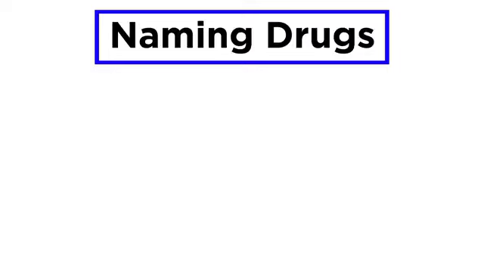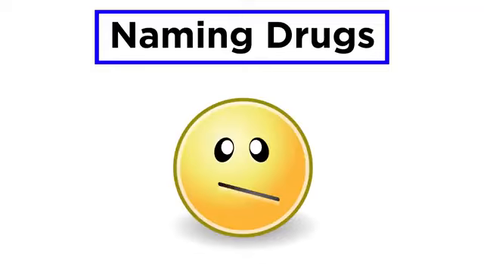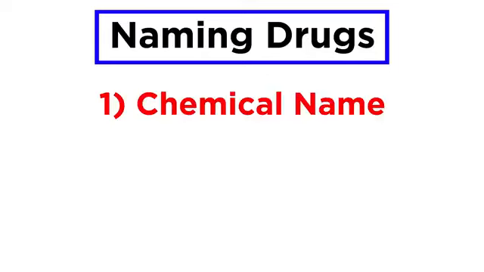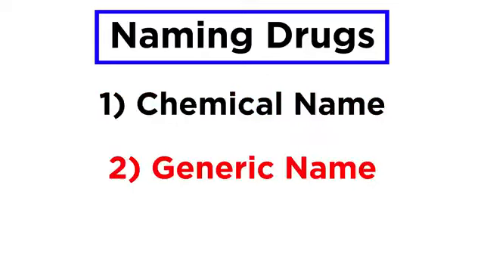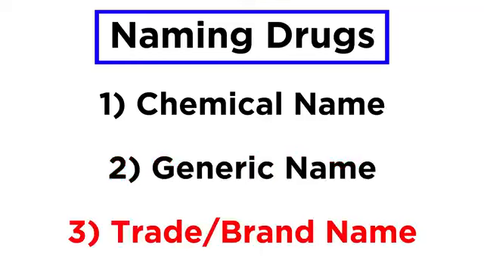Now that we have an idea of how drugs are classified, let's talk about how they are named. There is quite a bit of confusion amongst the public regarding drug names, and this is largely because all drugs always have multiple names. Drugs can have a chemical name, a generic name, and a trade name or brand name.